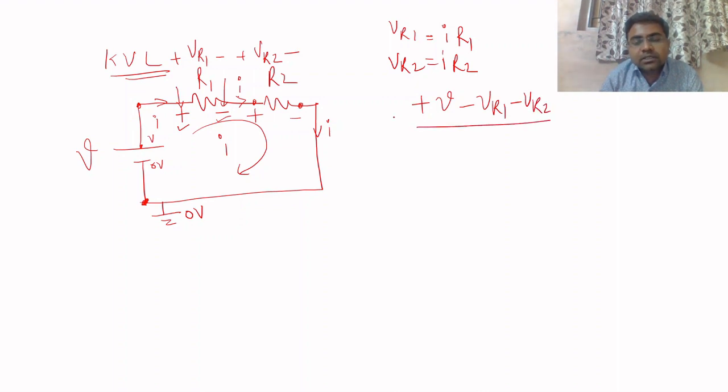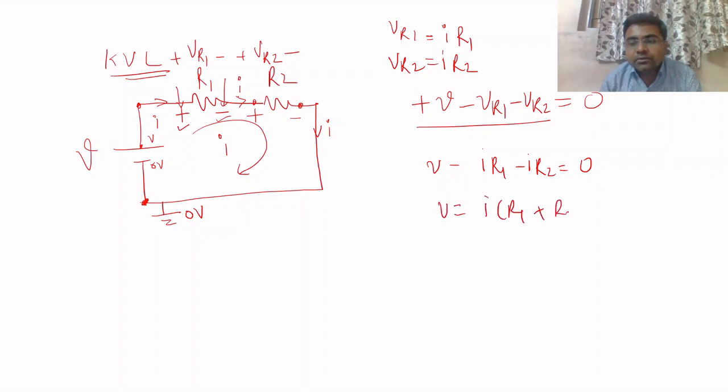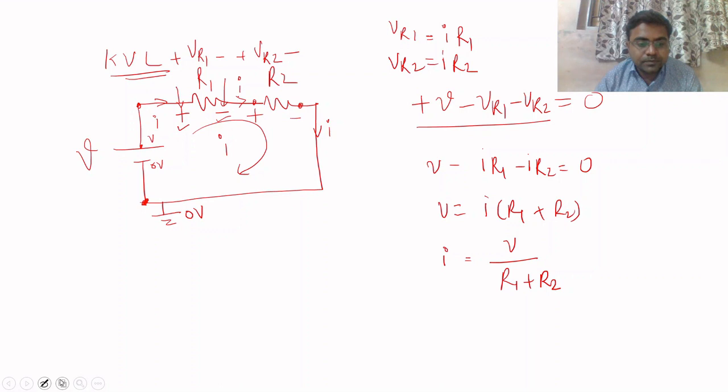So this sum is something known as the algebraic sum. So the algebraic sum will be 0. If I substitute those things here, this will be V minus IR1 minus IR2 is equal to 0. So V equals I(R1 plus R2). What is I? So I equals V upon R1 plus R2. Okay, so in this way you can apply Kirchhoff's voltage law and write the equations. Let's understand this law with one more example.